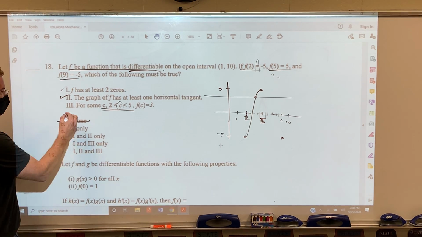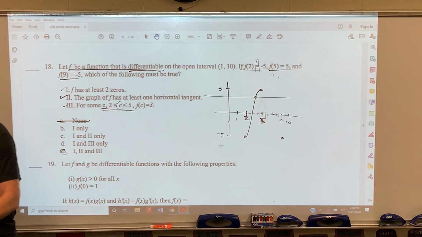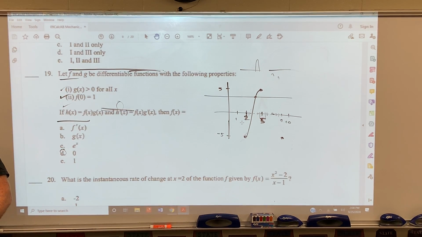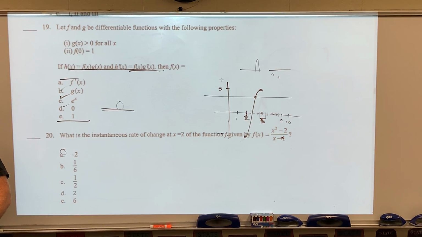Right? So if all three work, what about, ooh, check this out.